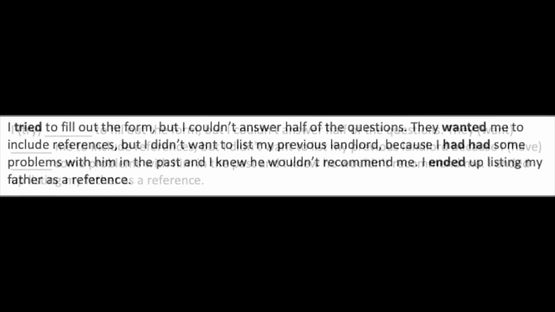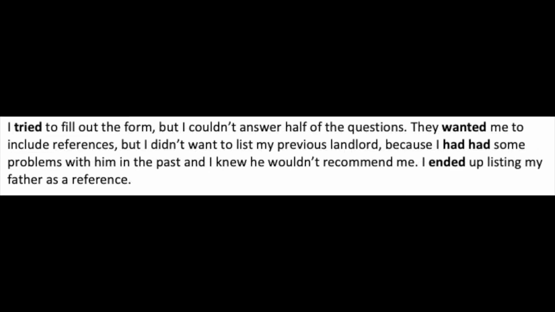Here's the next one. I tried to fill out the form, but I couldn't answer half of the questions. They wanted me to include references, but I didn't want to list my previous landlord because I had had some problems with him in the past, and I knew he wouldn't recommend me. I ended up listing my father as a reference.